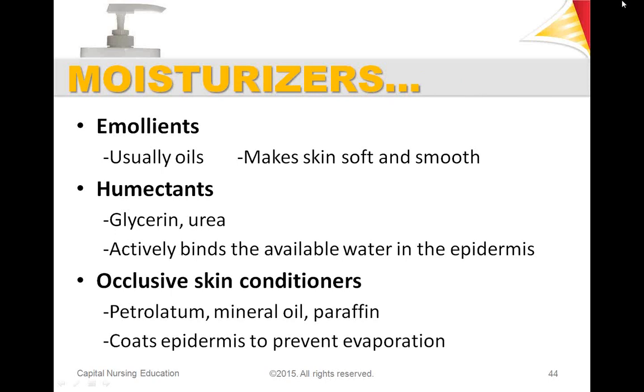Emollients are also frequently used, and emollients differ from other types of moisturizers. They're usually oils. They are used to make the skin soft and smooth. Humectants are usually glycerin-based, and they actively bind the available water in the epidermis to the epidermis. That's the reason it's so important to replace them after patients have had their bath.